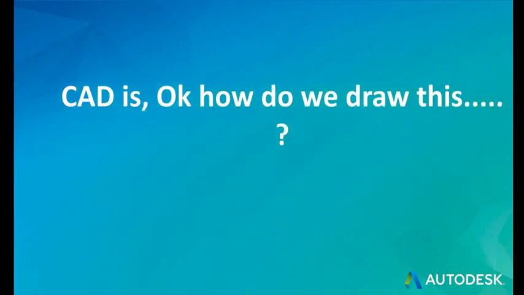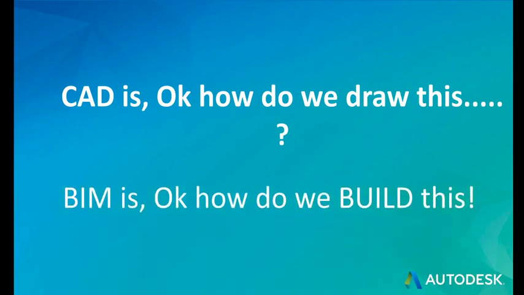So a way I like to term using BIM and using CAD. CAD is okay, how do we actually draw this? How do we graphically represent this building on a sheet of paper or on a PDF? But BIM actually forces you to think about how you're going to build the building. So the actual buildability of it and how the construction of that is going to occur as well.